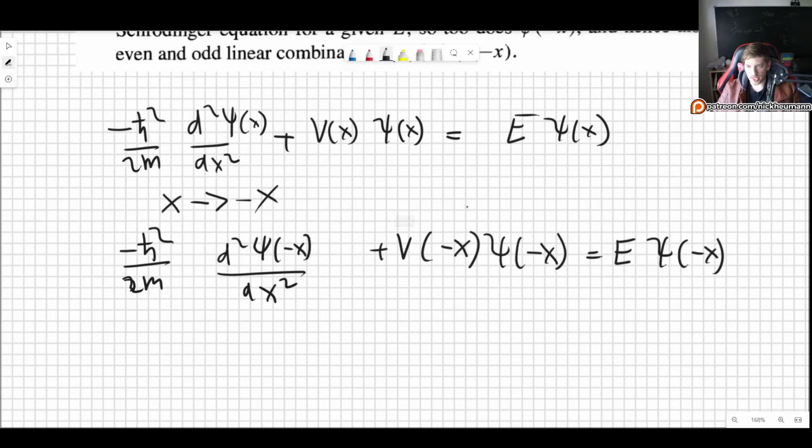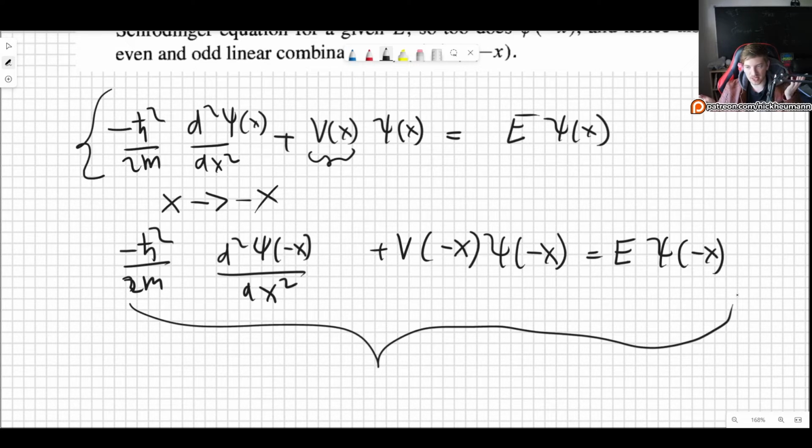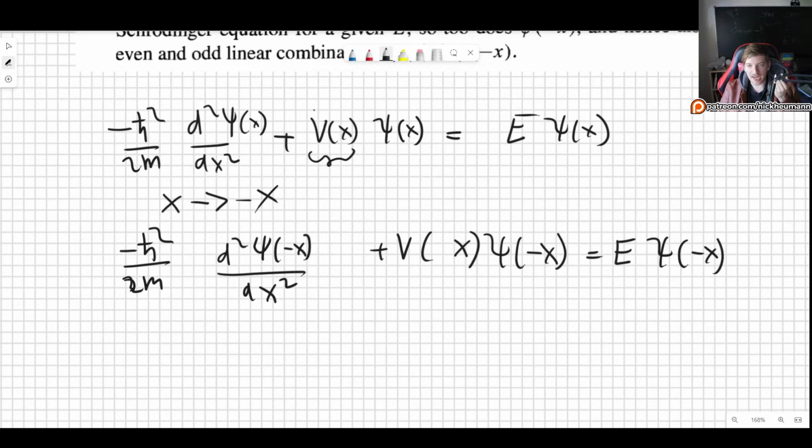So notice what we have. If we have this Schrödinger equation for a given potential V of x, and we went from x to minus x, we have now a completely separate equation. We have now the Schrödinger equation for a potential that is V of minus x, and we have to solve this separately. But if V is even, that means that these two quantities are the same. So we can just write it like this, which means that these two equations are equivalent, and both psi of x and psi of minus x are valid solutions.